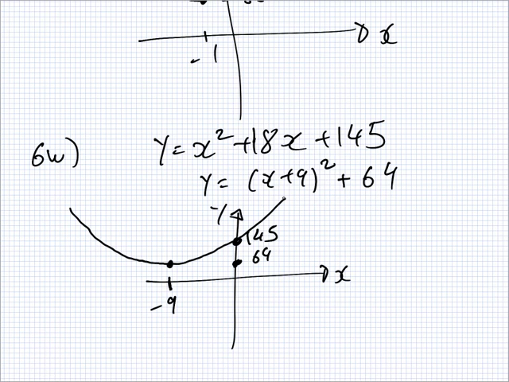I have a question. They said showing the vertex and the y-intercept. Does it have to be exact, like you have to find the points exactly and show it? I did, I marked them in here. In the exam, you want to maybe just mark it in like this, minus 9, 64. And here you could just mark in 0, 145. Something like that.